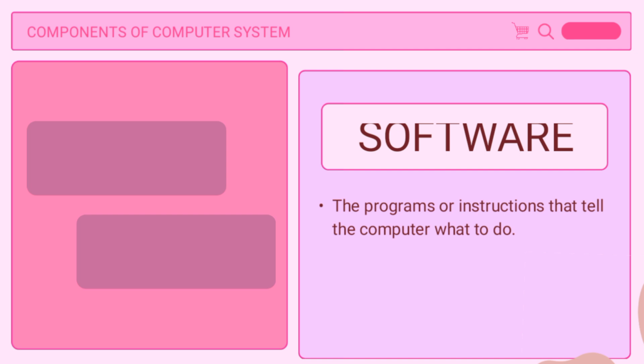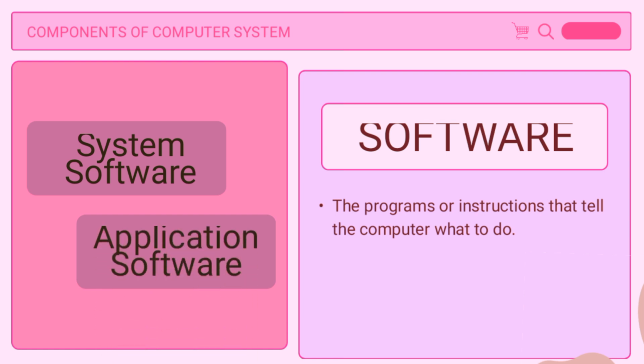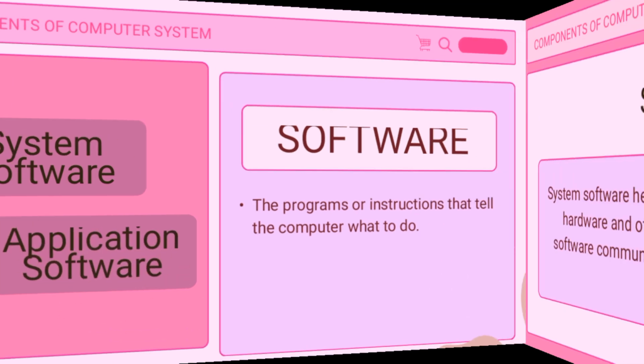Next we have the software. When we say software, class, it is the program or instructions that tell the computer what to do. Unlike hardware, which can be physically touched, software cannot be touched. So software is intangible, unlike hardware. In software, we have system software and application software.